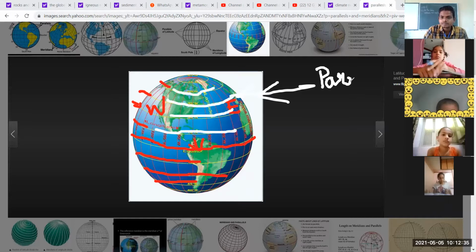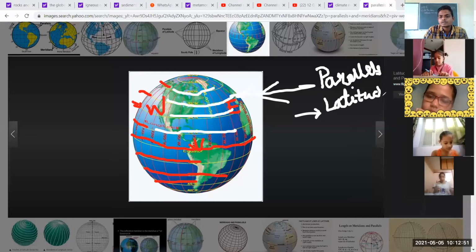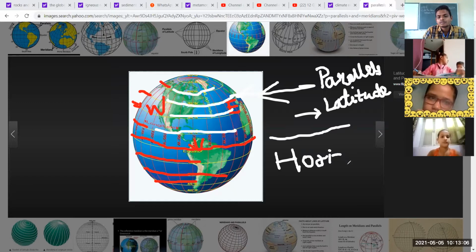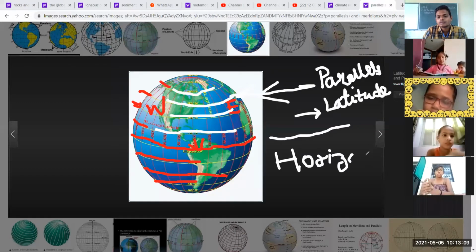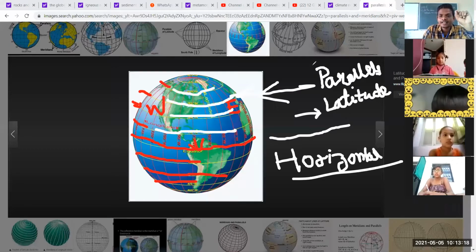Okay, parallels, or it is also known as the latitudes. These lines are known as the parallels or the latitudes. So these lines are the horizontal way. Okay, horizontal lines. These are known as the parallels, also known as the latitudes.